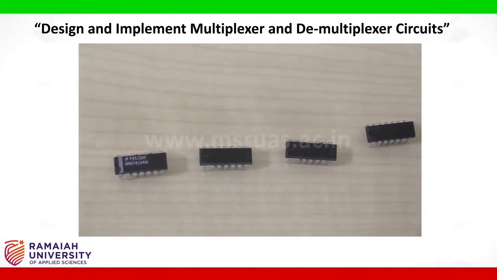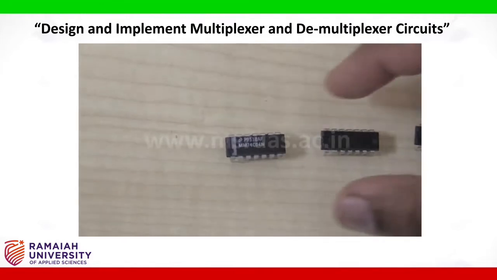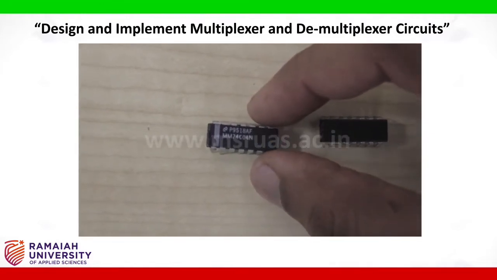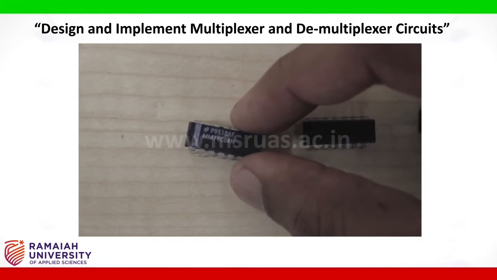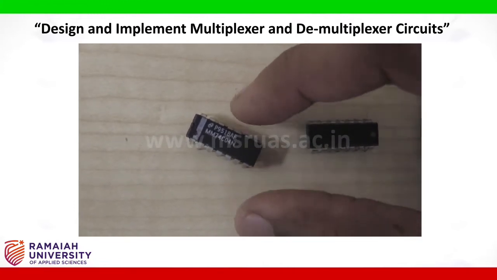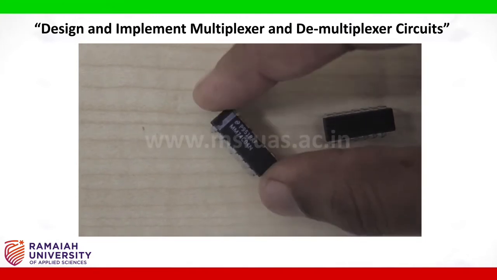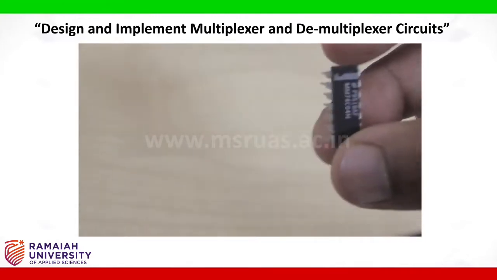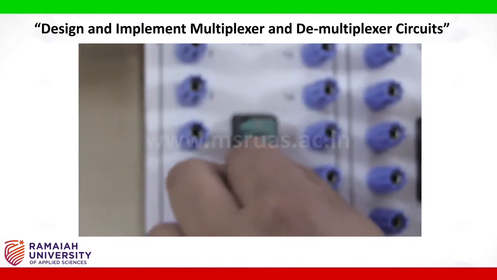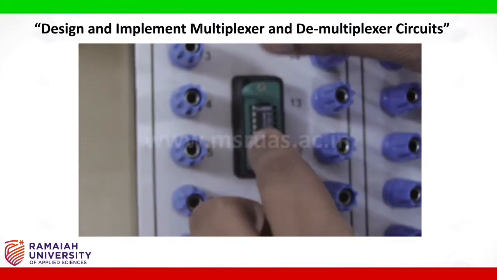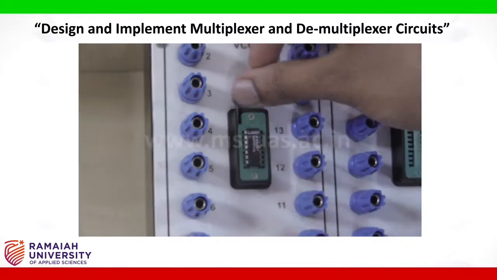Now let us place the ICs into the IC base. First I am taking the NOT gate, that is 7404. While placing the IC into the IC base, make sure there is a notch on every IC, and that notch should always be in the upward direction. So I am placing it into IC base 1. After placing it into the IC base, close the lever.